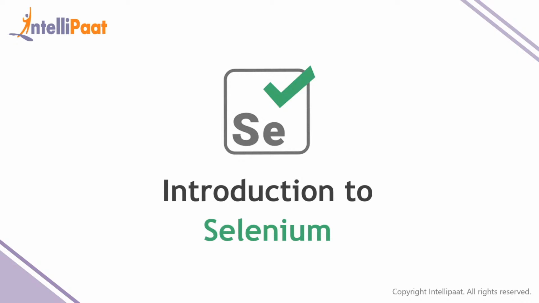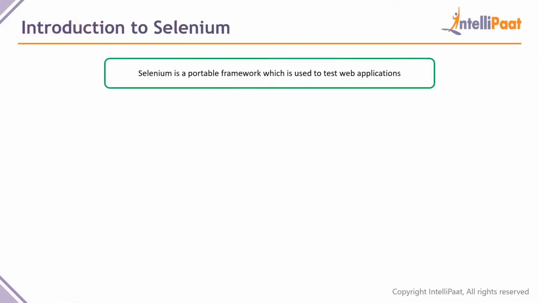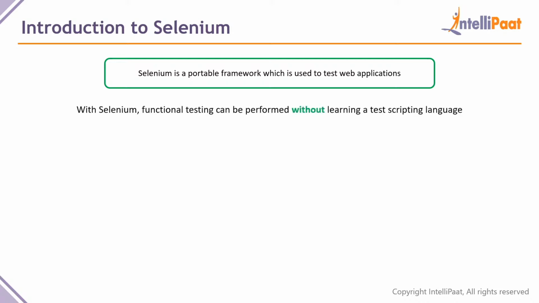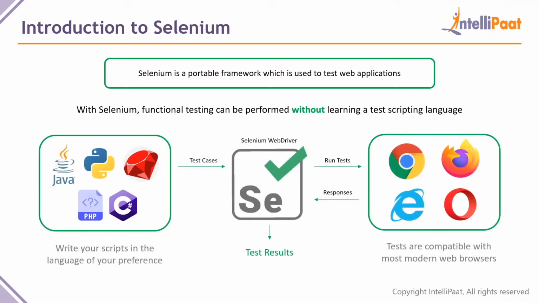So, introduction to Selenium. So Selenium essentially is a portable framework and it is used to test web applications, pure and simple. So the advantage that you get with Selenium, especially with the newer versions that are out, you can perform functional testing without actually having knowledge about the test scripting language. So the new method is this particular architecture in which you can use languages like Java, Python, Ruby, PHP, or C Sharp, or some of the other popular languages as well, like Perl, and you can write your own scripts in the language that you prefer, that you're comfortable with.